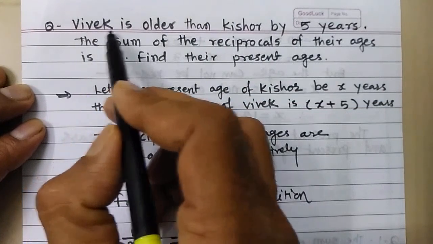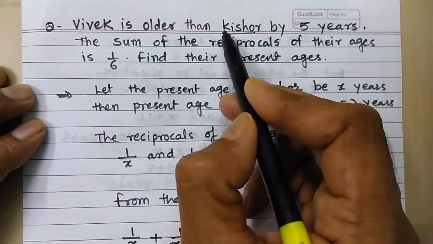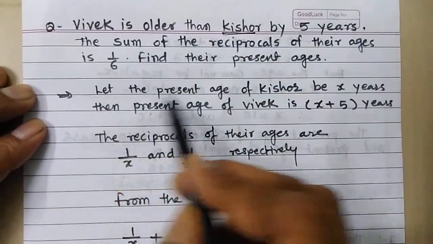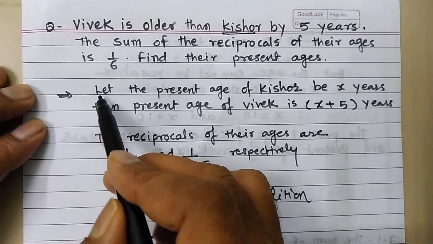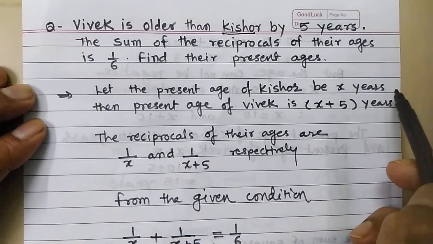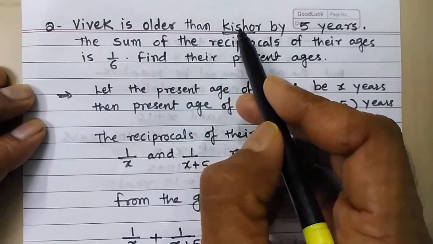Here Vivek is described on the basis of Kishore. That means Kishore is the base. That's why consider it as X. That's why I am writing here in the beginning: let the present age of Kishore be X years, because Vivek is described on the basis of Kishore.